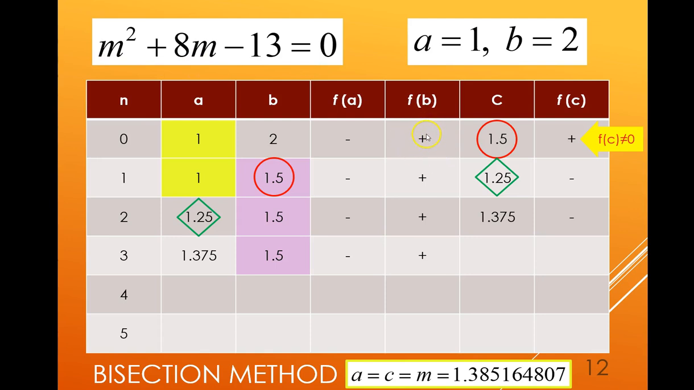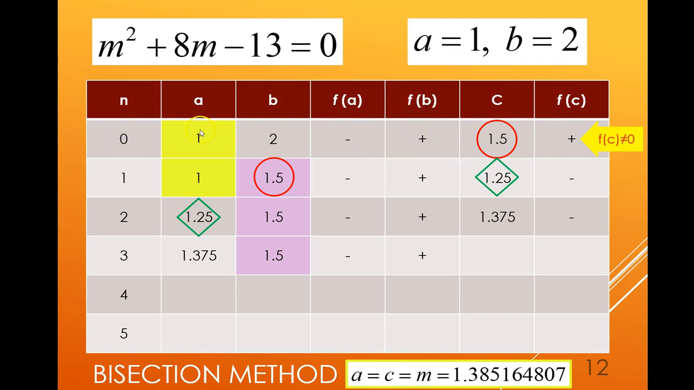So what is the midpoint between A and B? So that means that's 1.5. If I plug in 1.5 in the given function, it gave me positive. So that means f of c is not 0, meaning it's not a root. So since this is positive, what I would do is I will replace the one that gave me positive in this row.